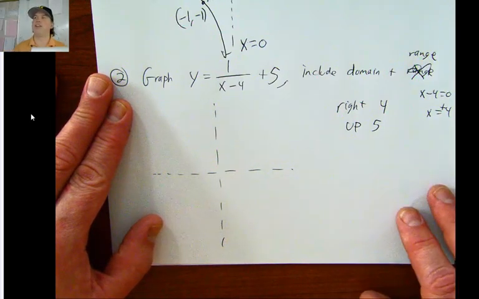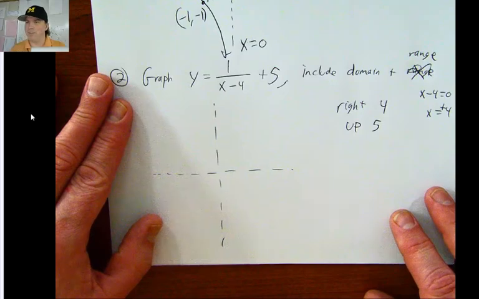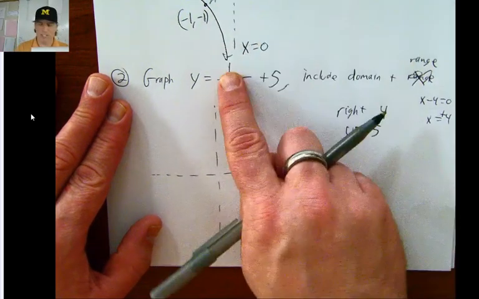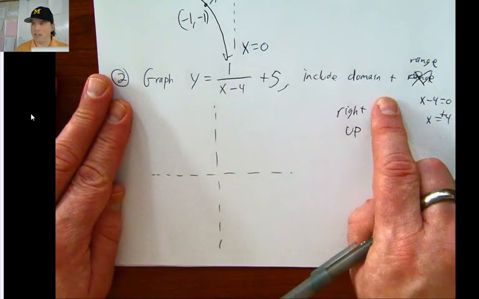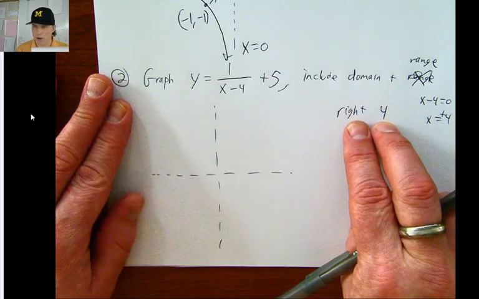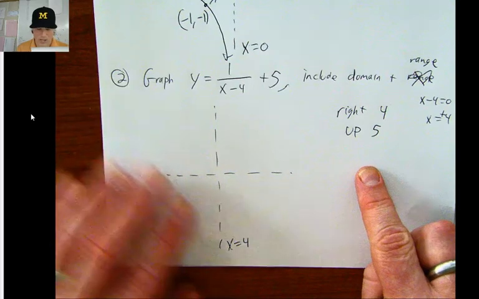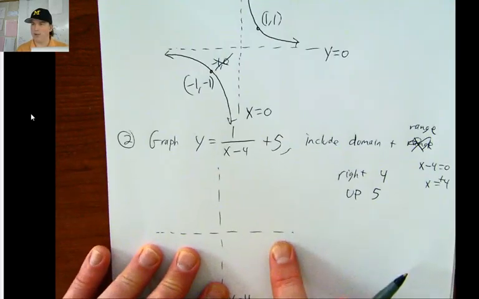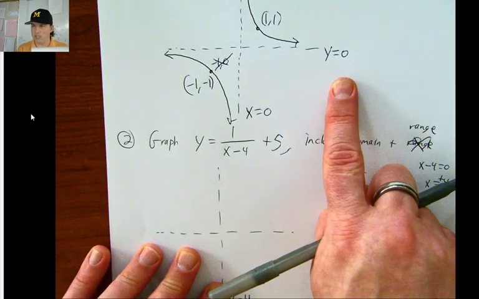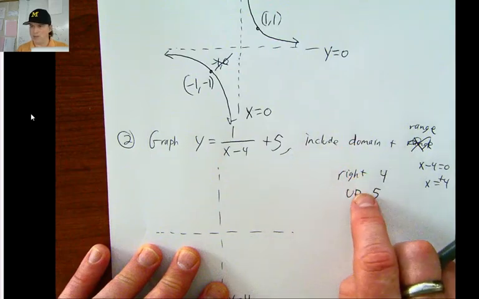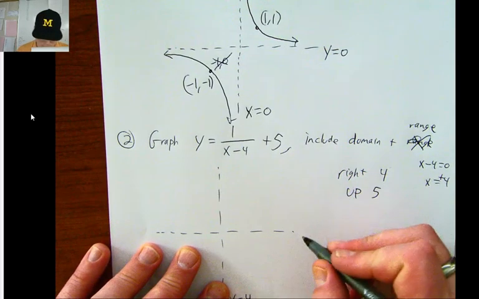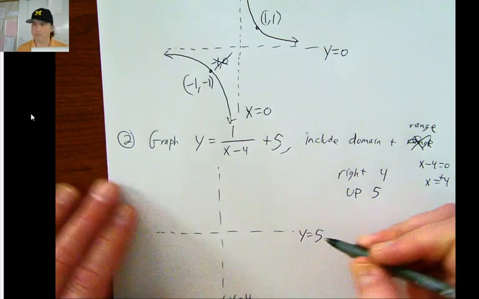One more time. Typically, the vertical asymptote is at x equals 0, but because this graph has been moving to the right 4, it's now going to be at x equals 4. And the horizontal asymptote is typically at y equals 0, but because this graph is going up 5, it's now going to be at y equals 5.